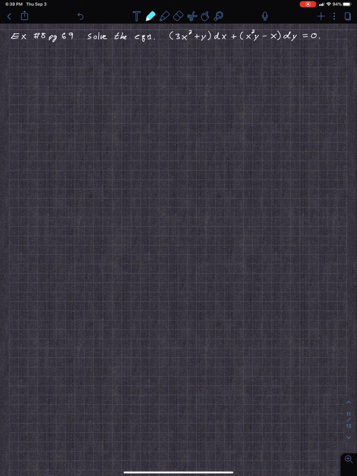Let's take a look at number 8, page 69 in 2.5. So we want to solve the equation (3x² + y) dx + (x²y − x) dy = 0. First you check to see if it's linear or separable. You can see by the coefficients that it's not linear. And if you try to separate variables, it's not going to happen.